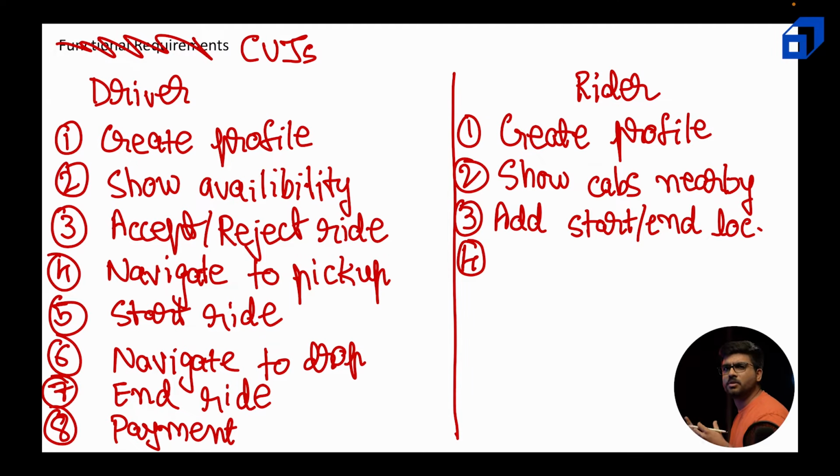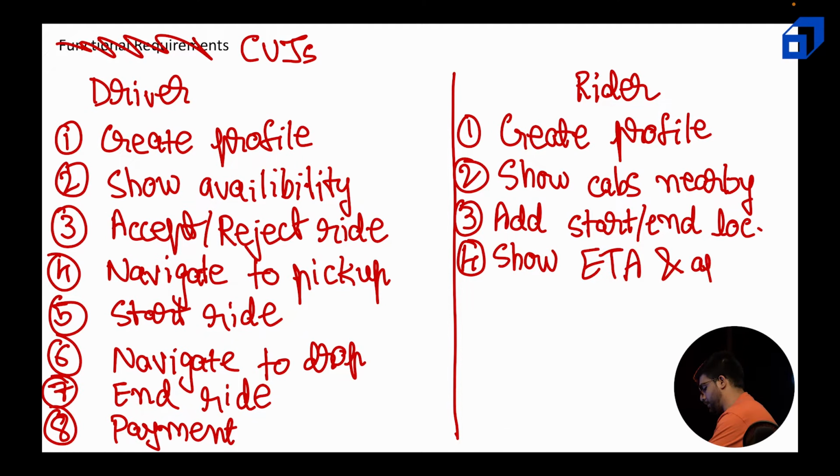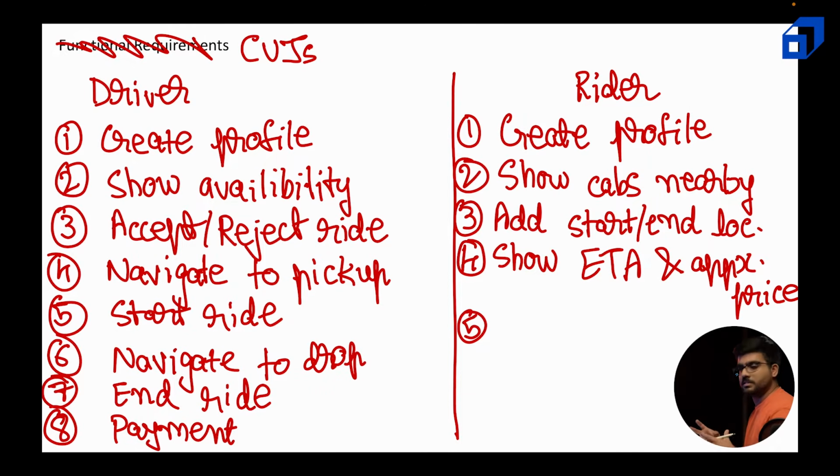More likely the price is going to remain the same, but depending upon the traffic condition, or maybe the driver needed to change the route because of any obstruction, the price may increase or decrease. So show ETA and approximate price. Now, once it shows the approximate ETA and the price for the cab service, what the application will do is it will start finding the cabs for the particular person. So book cab is one user journey for that.